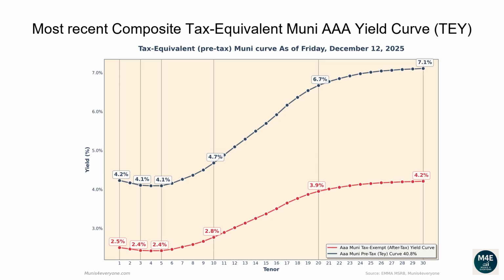The one-year tax-exempt yield is 2.5%, corresponding to a 4.22% tax-equivalent yield for investors in the top tax bracket. The two-year tax-equivalent yield is 4.17%. The 5-year tax-equivalent yield is 4.09%. The 10-year tax-equivalent yield is 4.68%. The 20-year tax-equivalent yield is 6.67%. The 30-year tax-equivalent yield is 7.11%.